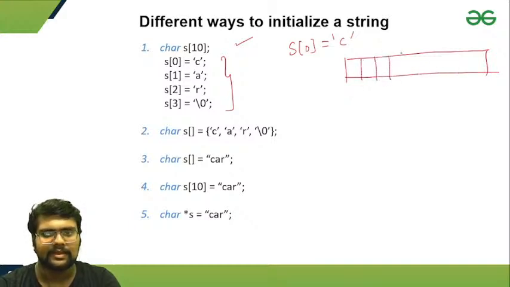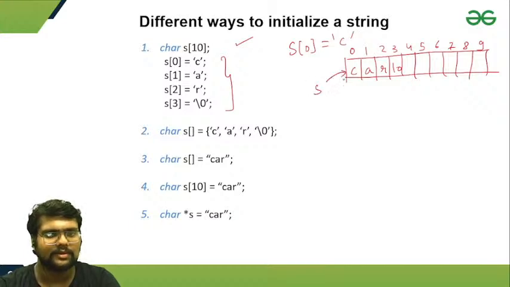In this, there will be 10 bytes: 0, 1, 2, 3, 4, 5, 6, 7, 8, and 9. Okay. So at the first byte it will be C, then A, then R, then the null character. Okay. And then this s will point to the first address of this string. So in memory, a string is represented by this, and all the remaining bytes will be unused, but they are allocated to this variable s.